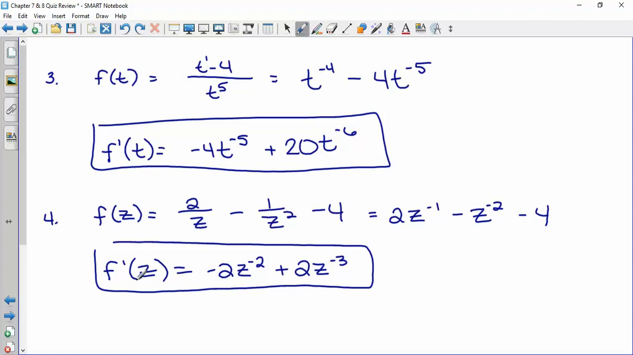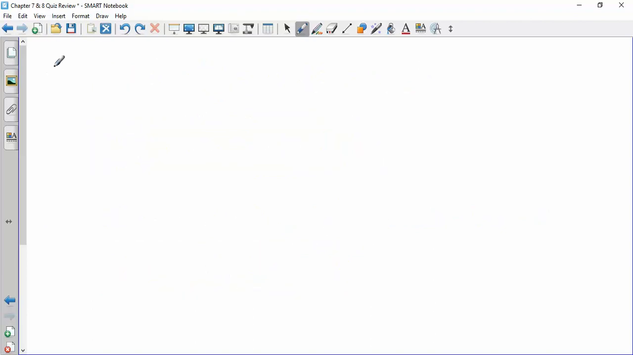Alright, notice how much easier these problems are if we simplify first. Saves a lot of time. Alright, a couple more.